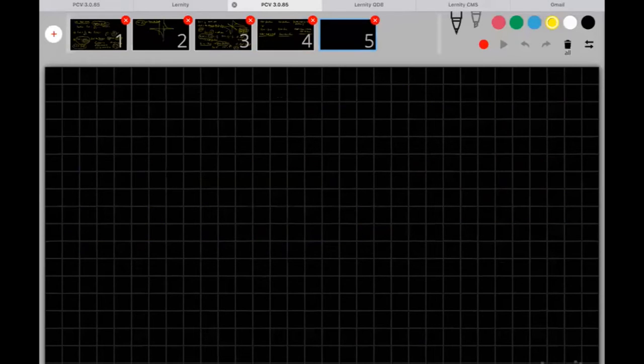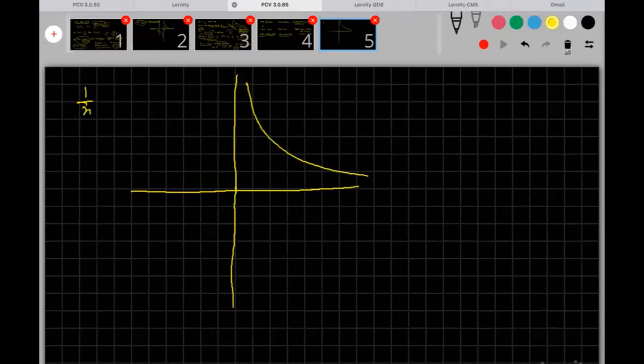So we are interested in graphs also. The graph of 1 by x, I have just now drawn for you. The graph of 1 by x will look like this. Then 1 by x square will fall faster.